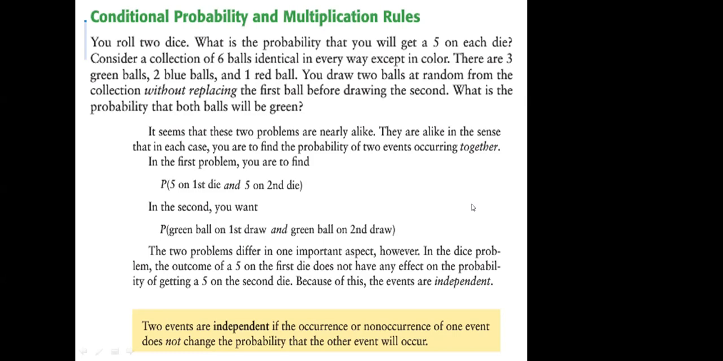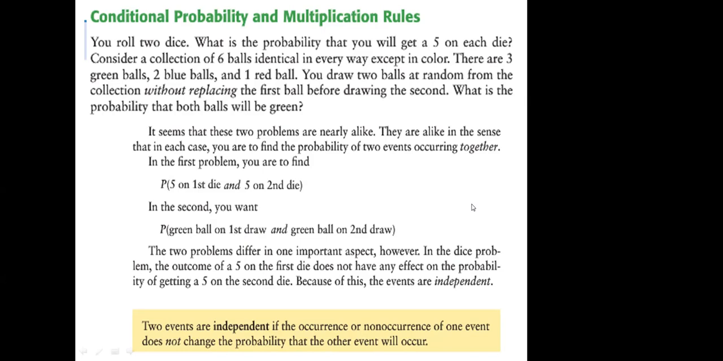The two problems differ in one important aspect, however. In the dice problem, the outcome of a five on the first die has no effect on the probability of getting a five on the second die. You roll a die, you get a five. It's not like the die can talk to the second die and say, hey, I came out five. No, one has nothing to do with another.